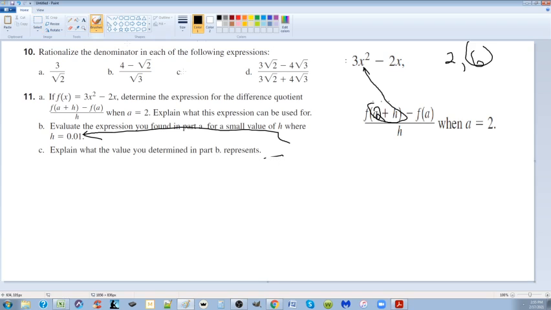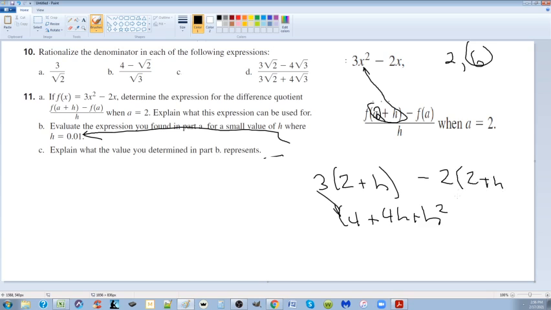Make sure. So when I do 3 times 2 plus h, the expansion is 4 plus 4h plus h squared, and indeed I get a 12. And then in the second part, minus 2x becomes 2 plus h, I indeed get a minus 4. And now the big question is, what did I do wrong with this? So when 2 is in here, it's 3 times 4, minus 4. That's why it's not 6. It's 8. Okay, there you go.